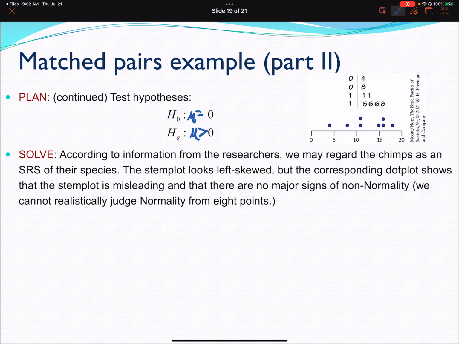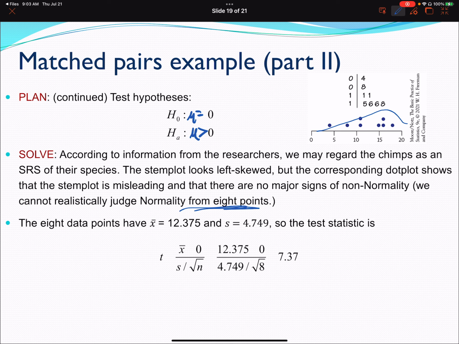We can make a stem plot. According to information from the researchers, we may regard the chimps as a simple random sample for their species. The stem plot looks left skewed, but the corresponding dot plot shows there are no major signs of non-normality. It is a little skewed to the left, but not so bad, and it's hard to judge normality from 8 points. That's why we have student t's, so we can use them on samples less than 30.